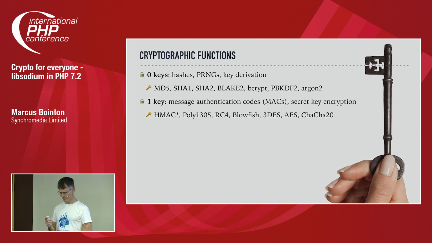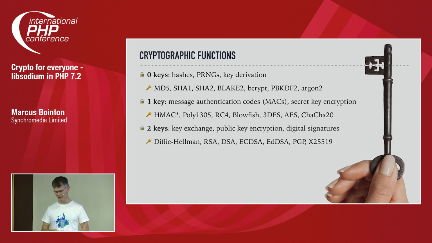Then finally, we have things that involve 2 keys, and that really comes down to key exchange and public key encryption and digital signatures. And again, there's a whole load of weird names associated with these things. Some of them are not obvious. Some of them have these weird numbers in. Now, the numbers are actually quite interesting because I saw these things and it's like, well, why is it that number and not some other value, like Poly1305 and X25519?